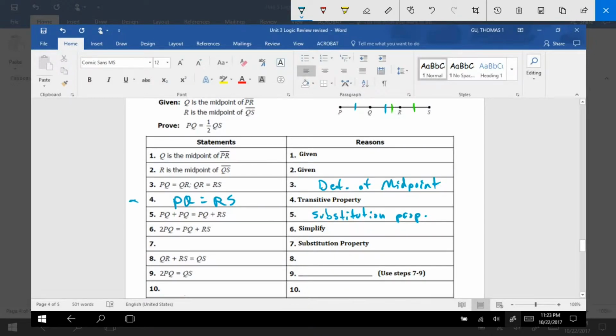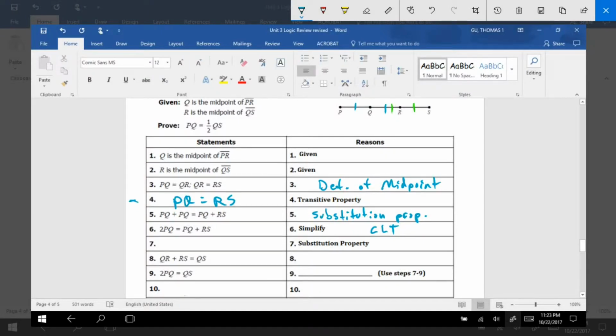Okay, next one, they're simplifying. That's step 6, simplify or combine like terms. Because now we have 2PQ equals PQ plus RS. All right, next step you see, number 7, we're using the substitution property. So what could I substitute here? Well, first, let me just look at the next step.